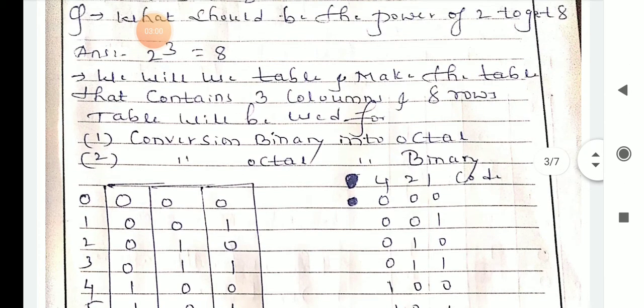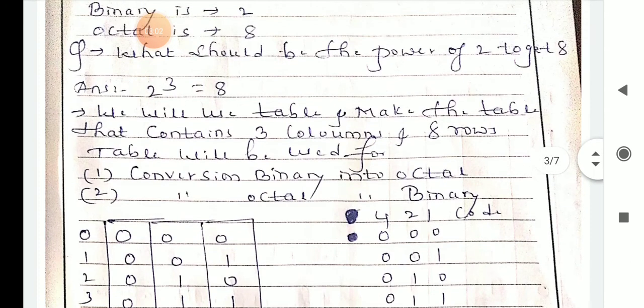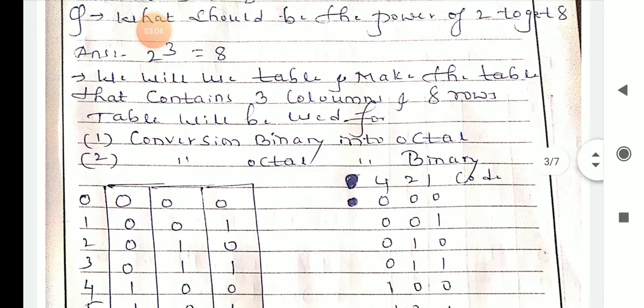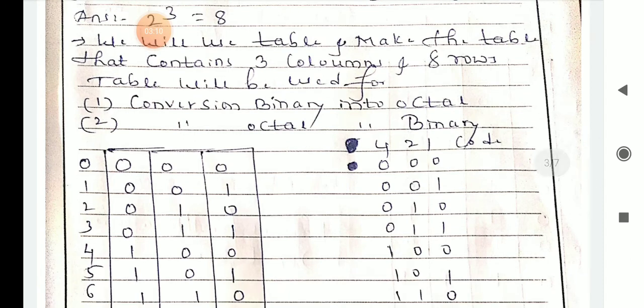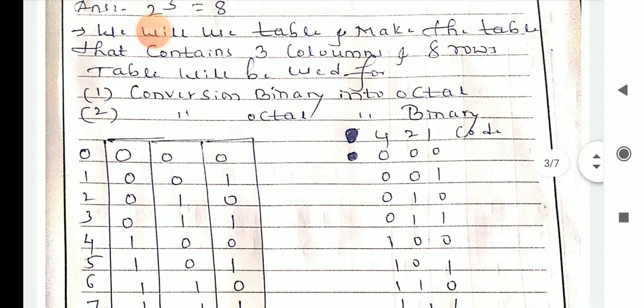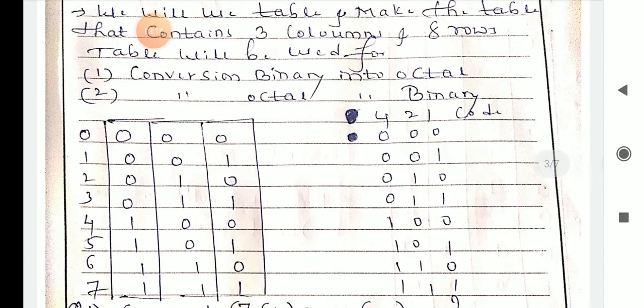The table will be used for conversion of binary into octal and octal into binary. That is why we take 2 to the power of 3, which is equal to 8, meaning we get 3 columns and 8 rows. If you want to convert between binary and octal, you have to use this table, so make this table first.